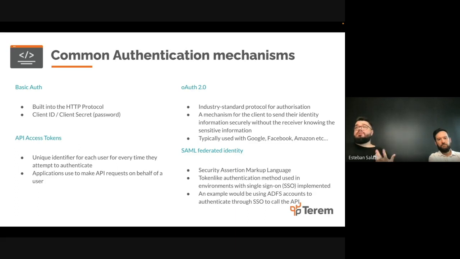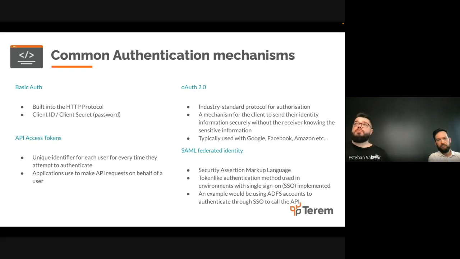Another authentication mechanism is API access tokens. So this is like a unique identifier for every time you try to authenticate with that API. Applications are used to make API requests on behalf of a user in this case. So we can pass a token and say, hey, I'm an application. I'm working on behalf of Esteban, who is a user. Mr. API, can I get some information from you on his behalf? So we can send through a token.